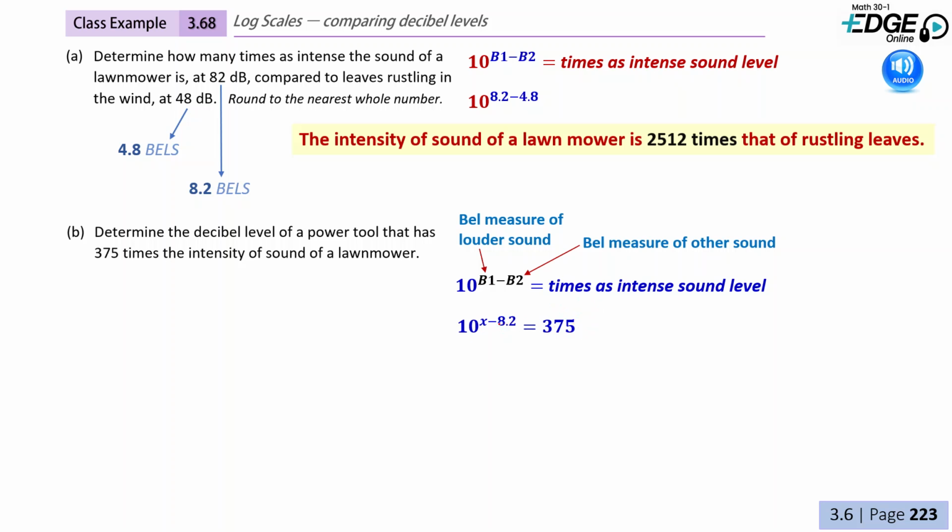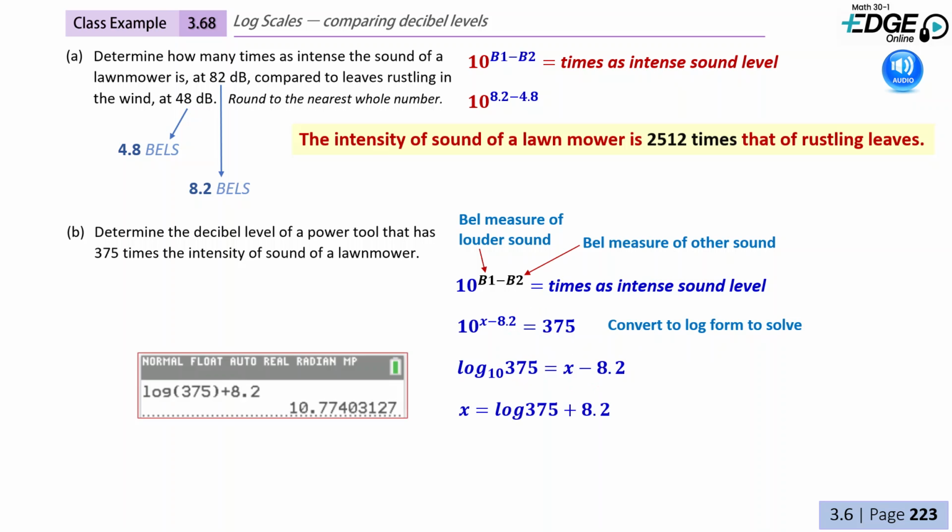So then in this case, we just have an exponential equation to solve for. We need to get that x out of the exponent. So we're going to use logarithms. So let's just convert this to logarithmic form. So base 10, we're going to use log base 10 of 375, and that's equal to x minus 8.2. And then just add 8.2 to both sides. And we get that x is approximately equal to 10.8.